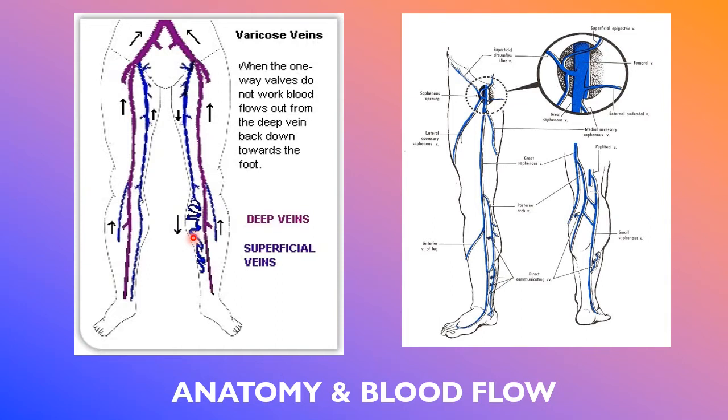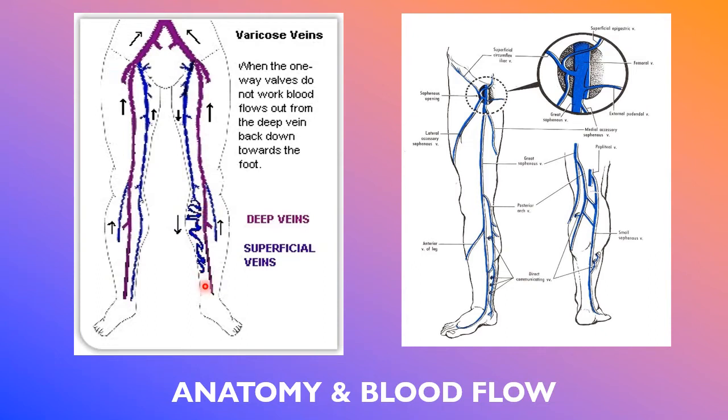These veins are connected by perforator veins which contain valves that direct the blood flow from the superficial to the deep veins. The blood flow is from the superficial into the deep and from the deep back to the heart. So this is the normal unidirectional flow of blood in the lower limbs.